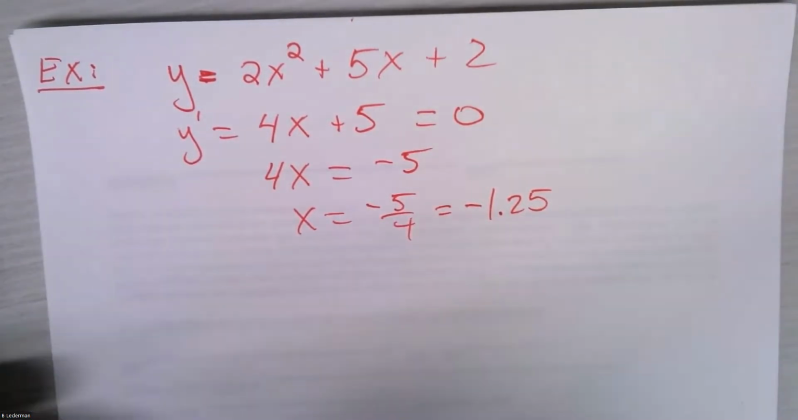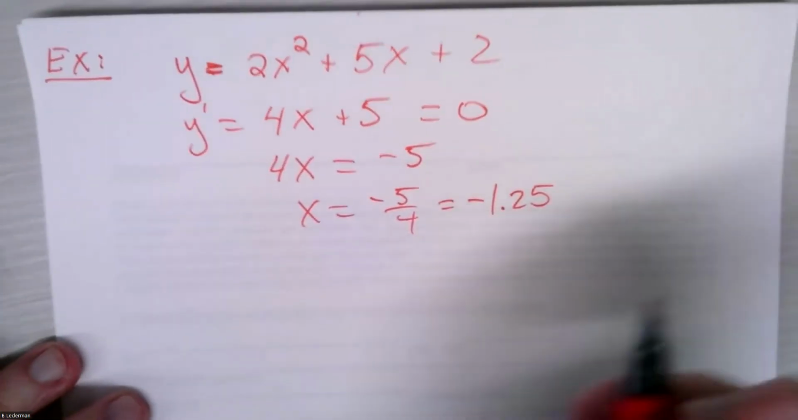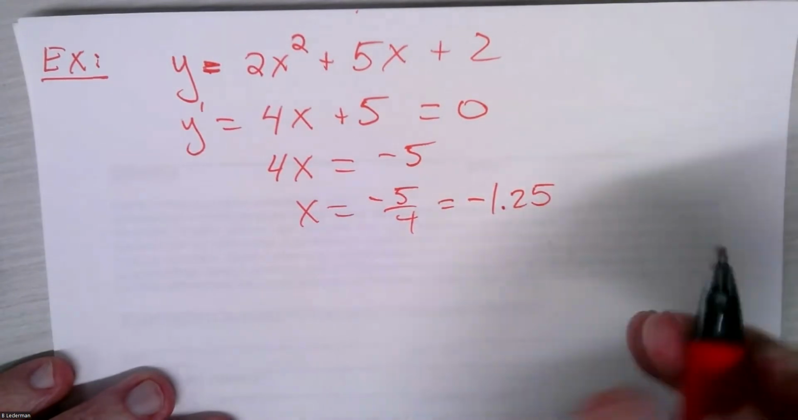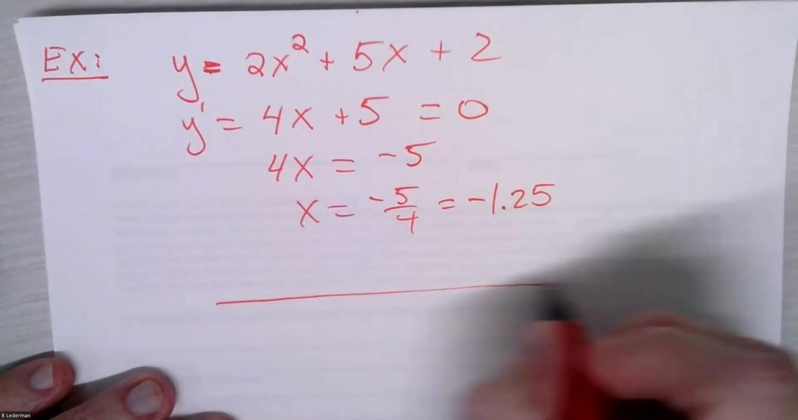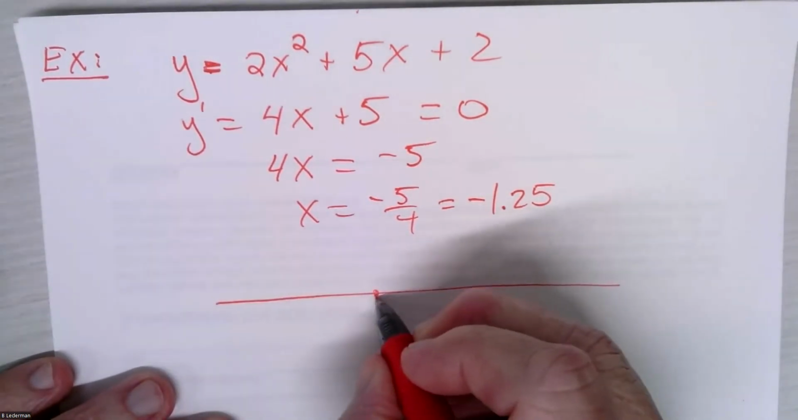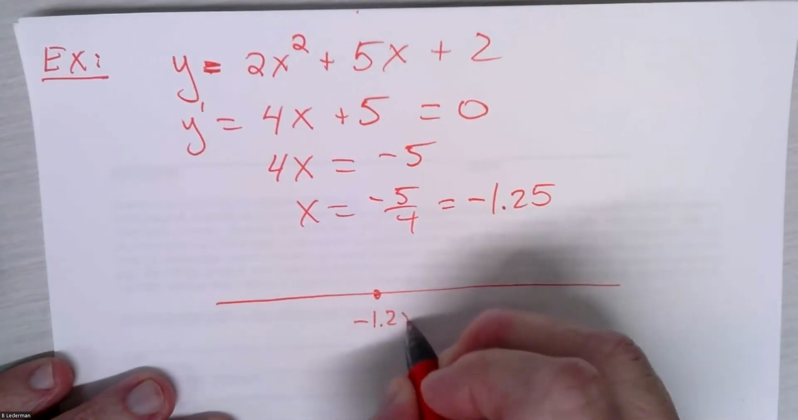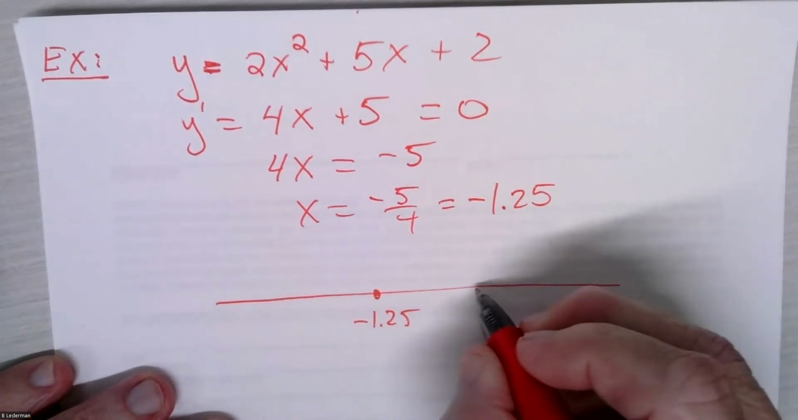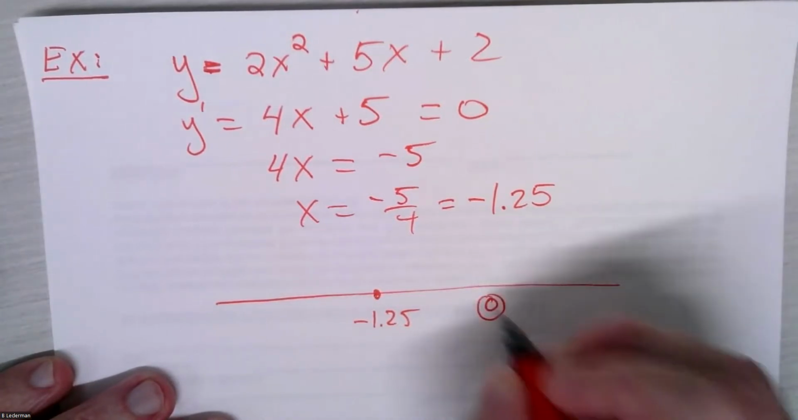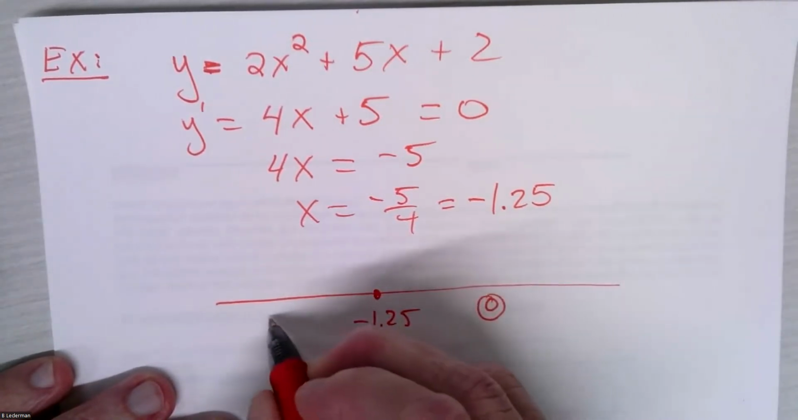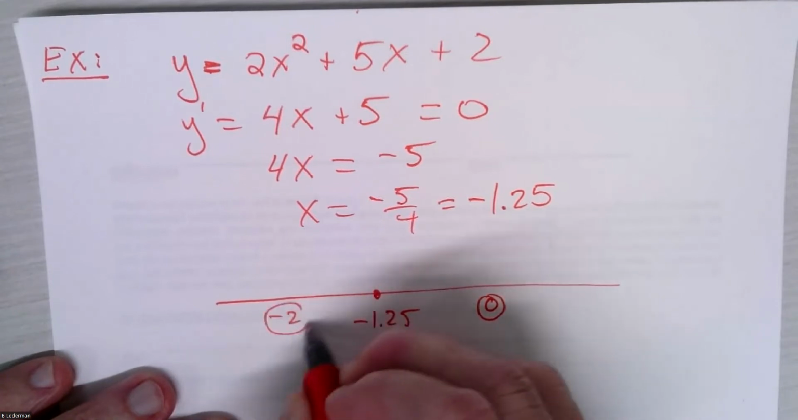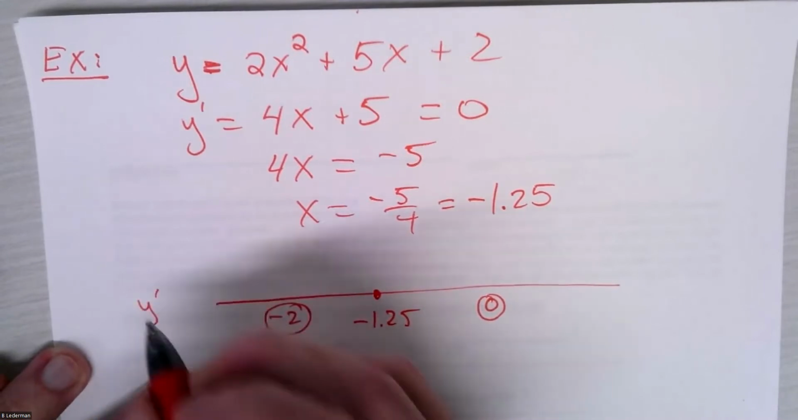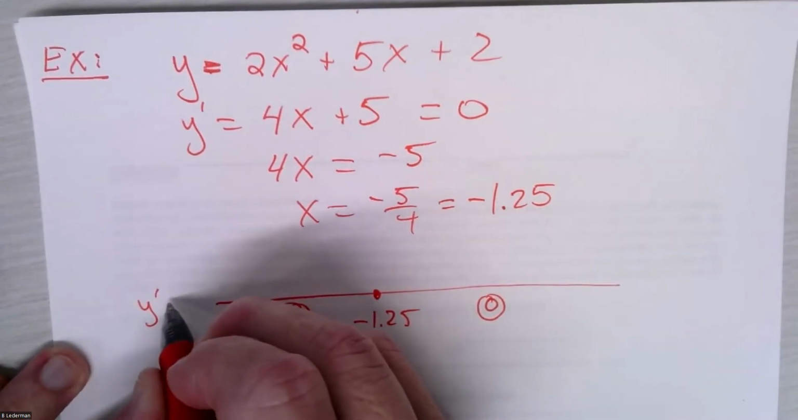And let's use the first derivative test. I'm sorry, we're not using a derivative test right now. We may as well. Let's look at what happens. Here's the point, -1.25. So let's take as a test point 0, because that's above, and -2, because that's below. If I take -2, and this is my y prime, of course, 4x plus 5.